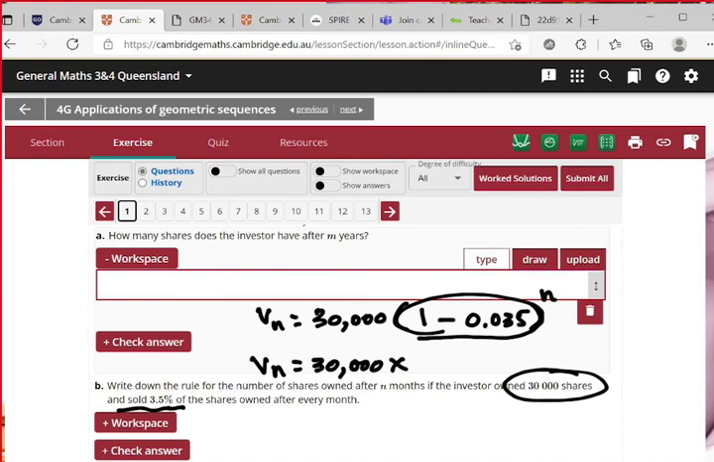So 1 minus 0.035 is 0.965 raised to the n power. Okay. Now again, if they told you to find out how many shares he owned after 12 months or 10 months or whatever, you would simply plug that number in there and do the math, which is what we'll see in just a moment.